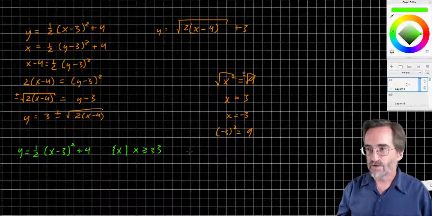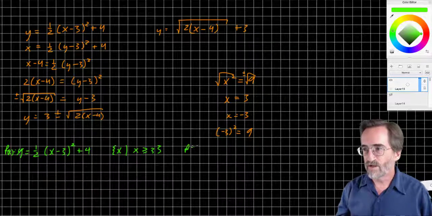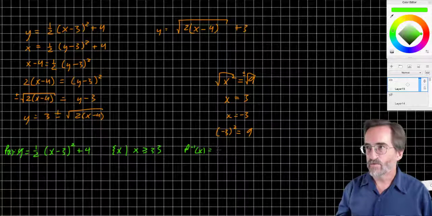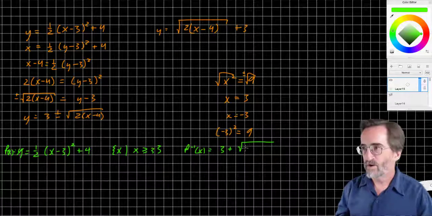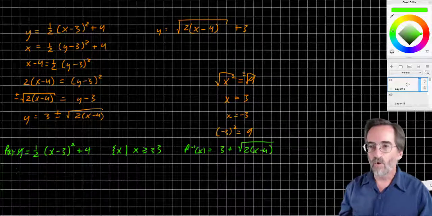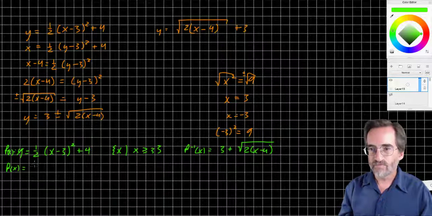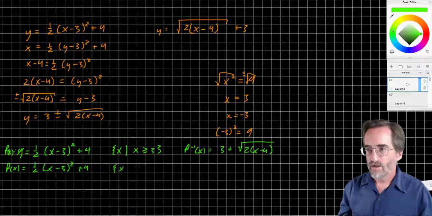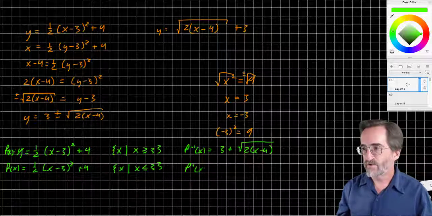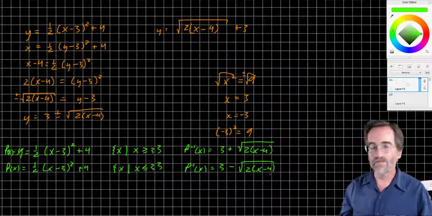Has an inverse function, okay, and we'll say f of x equals that. So f inverse of x would equal 3 plus the square root of 2 times the quantity x minus 4. Or we could say f of x equals 1/2 times x minus 3 quantity squared plus 4 such that x is less than or equal to 3, and then the inverse function would be 3 minus the square root of 2 times the quantity x minus 4. I hope that makes sense. Let me know if you need help.